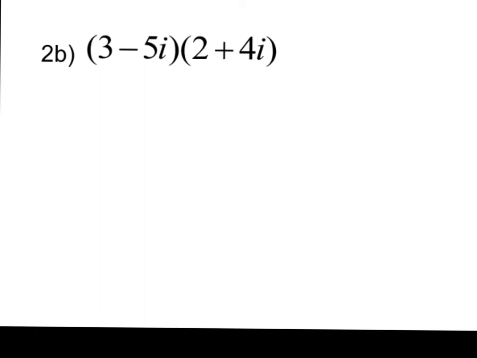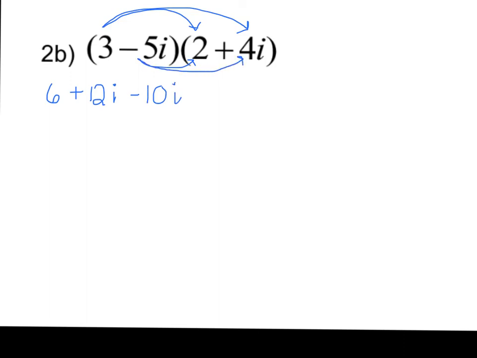Since we have a 2 by 2, we can either FOIL or box, so I'll just FOIL this first example. 3 times 2 is 6. 3 times 4 is 12 with an i. Negative 5 times 2 is negative 10 with an i. And negative 5 times positive 4 is negative 20. i times i is i squared.